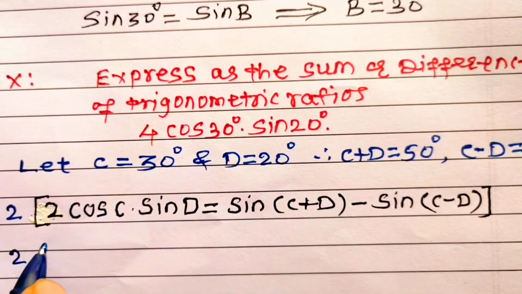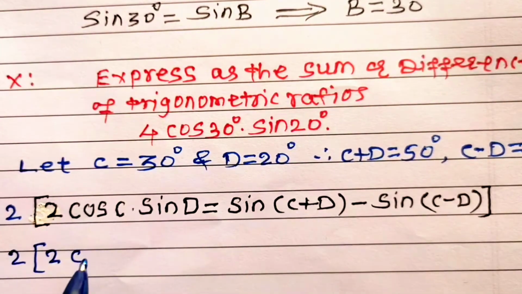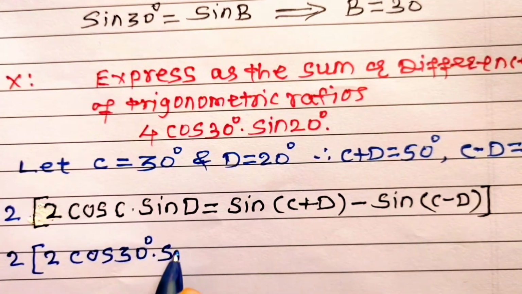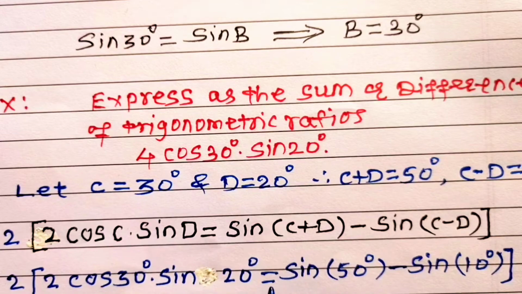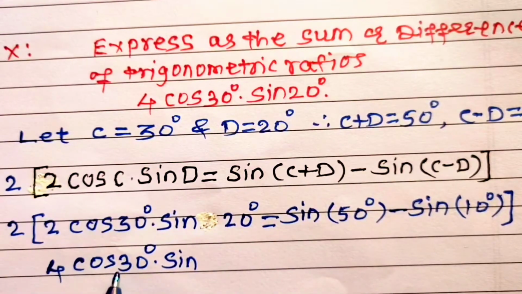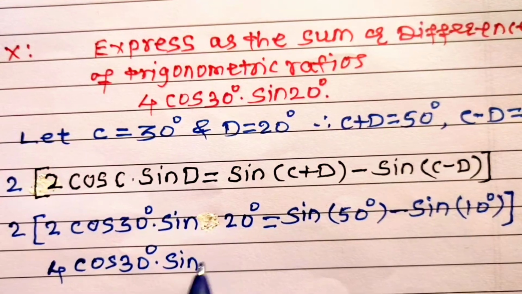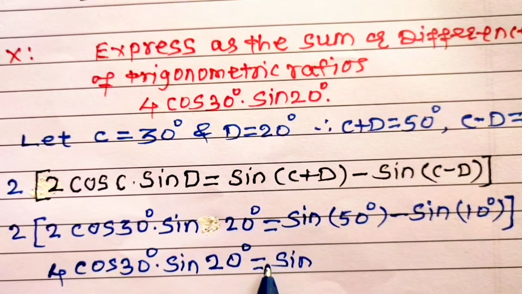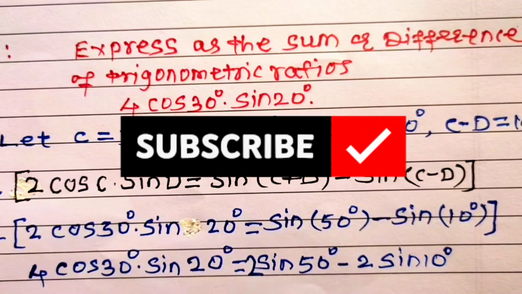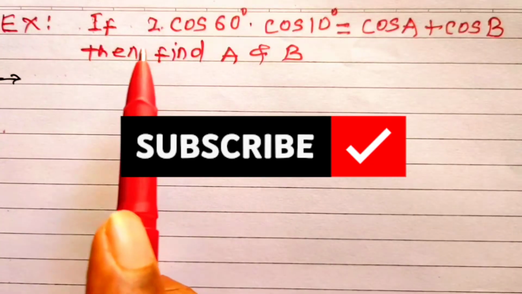Then 2 times into bracket 2 times cos of C, which is 30 degree, into sin of D, which is 20 degree, is equal to sin of C plus D, which is 50 degree, minus sin of C minus D, which is 10 degree. Hence 4 times cos of 30 degree into sin of 20 degree is equal to 2 times sin of 50 degree minus 2 times sin of 10 degree. And this is the answer.